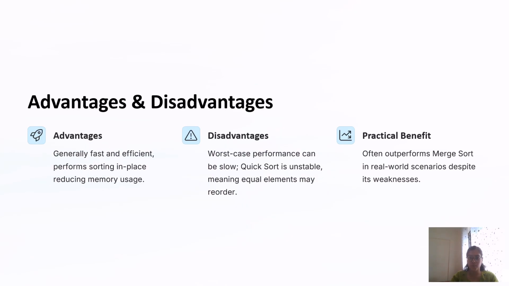Now let's look at its advantages and disadvantages. Advantages: it is generally fast and efficient, performs sorting in place, reducing memory usage. Disadvantage is that the worst case performance can be very slow. Quicksort is unstable, meaning equal elements may reorder. And the practical benefit is that it often outperforms merge sort in real world scenarios despite its weaknesses.